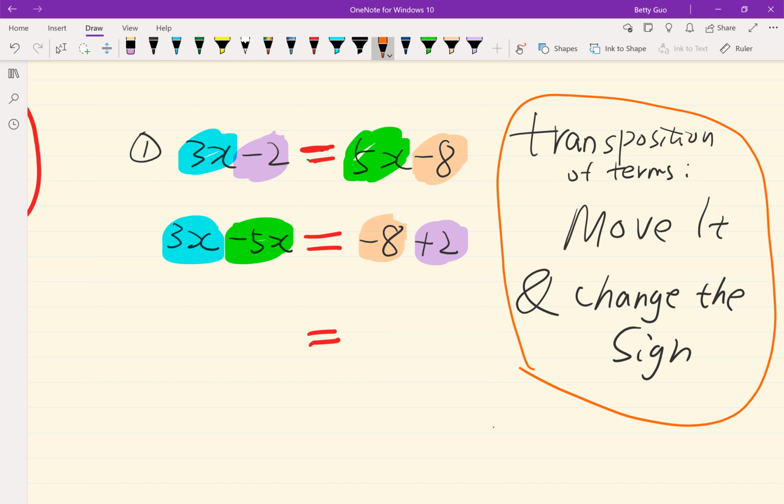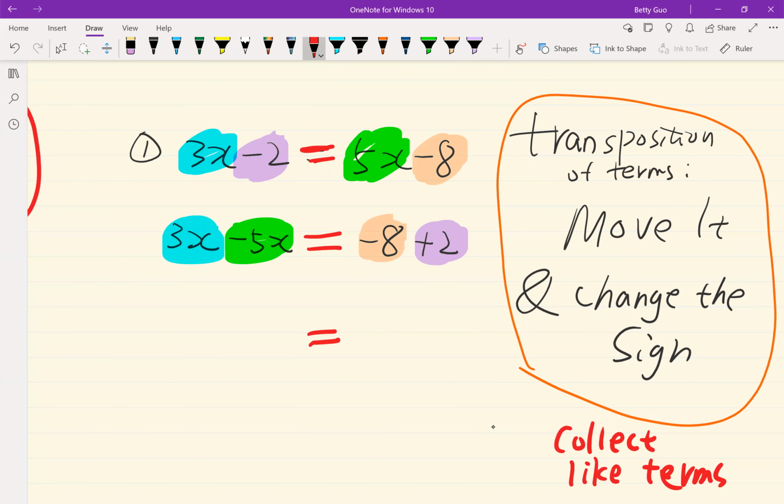Why did we do that? Why did we move them around? We did that to collect like terms. So we apply the transposition of terms to collect like terms. You see those two terms, blue and green, are they like terms? Purple and orange, are they like terms? Yes, we collect them. Like terms cannot be combined if they are on different sides of the equation. We can only combine like terms when they are on the same side of the equation, right? So now we can combine them. You guys tell me, how do we combine them?